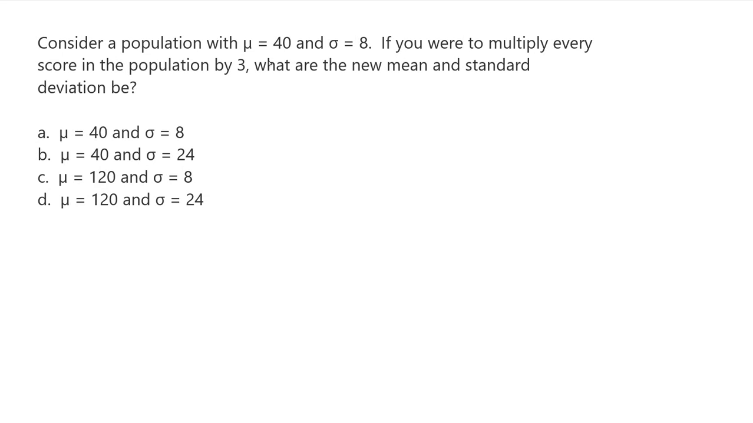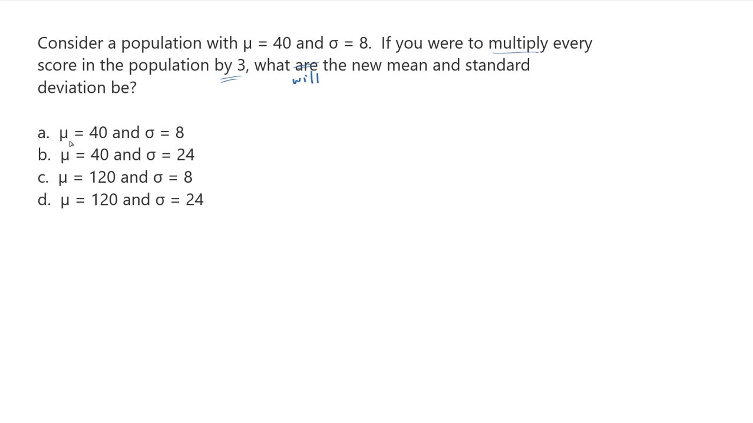Consider a population with a mean of 40 and a standard deviation of 8. If you were to multiply every score in the population by 3, what will the new mean and standard deviation be? Okay, so have a look at what it is we're doing. We're taking every score and multiplying by 3.